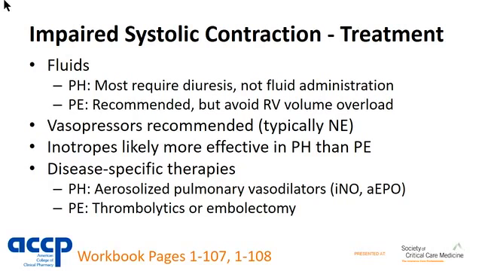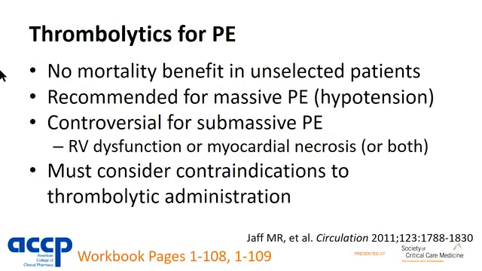Inotropes are likely more effective, but again, there isn't robust data to support this, and you can recommend disease-specific therapies. I'll focus more on pulmonary embolism here because that's usually the predominant cause of obstructive shock. In large studies, no mortality benefit has been found in unselected patients, though this is, like most shock syndromes, probably the devil is in the details, which is the appropriate patient to receive thrombolytic therapy, and also what stage of progression of pulmonary embolism is the appropriate time to intervene and provide the therapy itself.